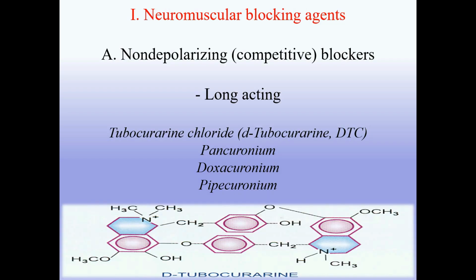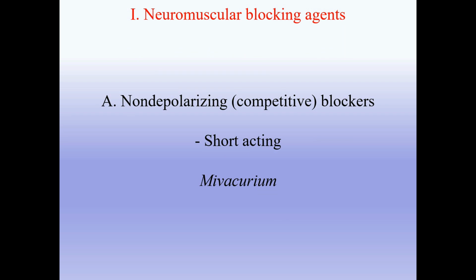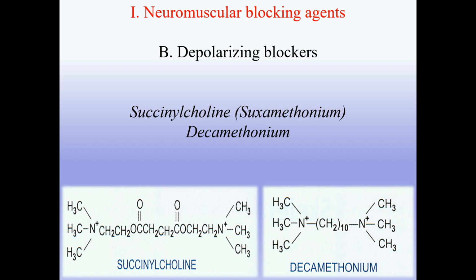Non-depolarizing or competitive blockers can also be classified into long-acting, intermediate-acting, and short-acting. Long-acting examples you can see in here, which are tubocurarine chloride, pancuronium, doxacurium, and pipecuronium. Intermediate-acting are vecuronium, atracurium, cisatracurium, rocuronium, and rapacuronium. Short-acting is mivacurium. Depolarizing blockers, as I mentioned before, are succinylcholine or suxamethonium and decamethonium. Below you can see the formulas of these agents.